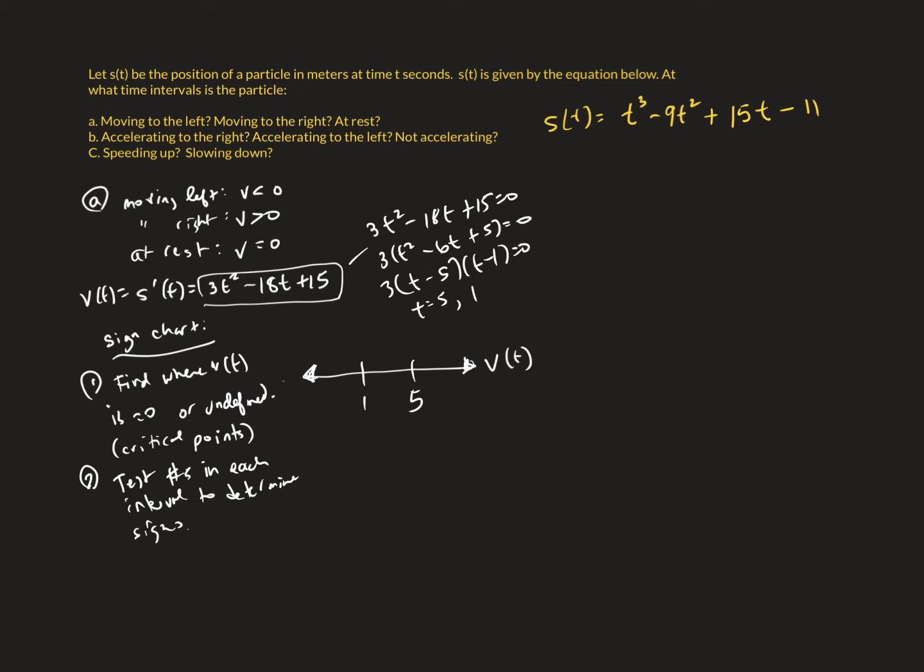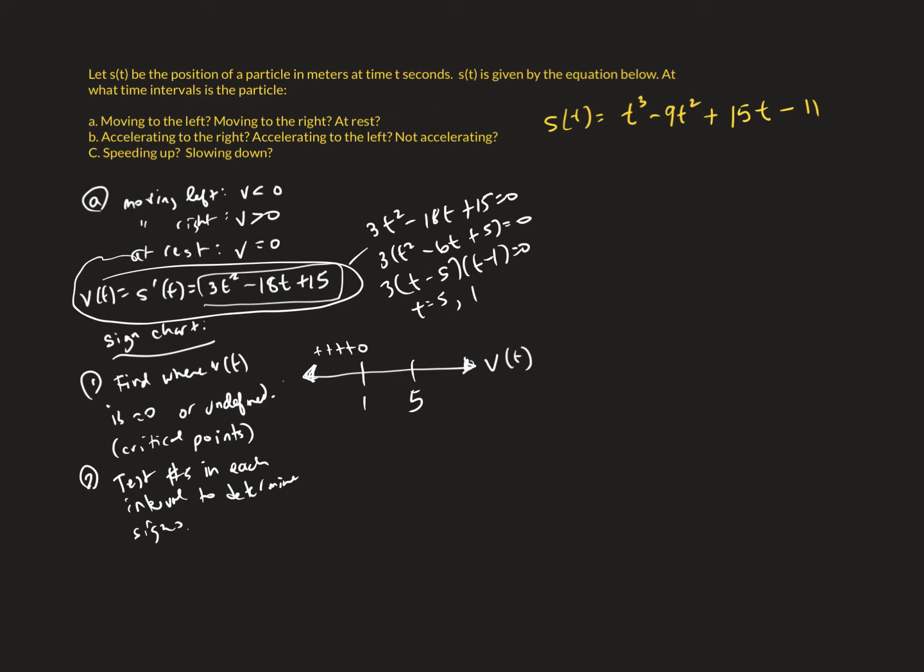So an example of that, in the interval where it's less than 1, a number in that interval is 0. If I take 0 and plug it into the velocity equation, I would get 15. That's a positive number. So that means all the numbers in that interval are going to be positive. It's 0 at 1.